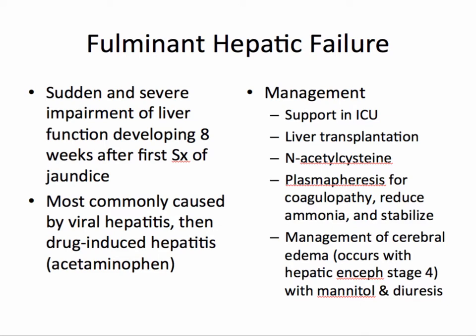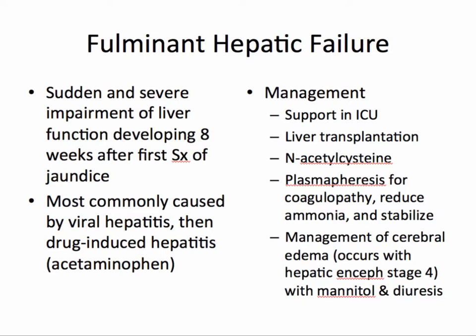Fulminant hepatic failure is sudden and severe impairment of liver function developing 8 weeks after the first symptom of jaundice. It's most commonly caused by viral hepatitis, then drug-induced hepatitis, especially with acetaminophen.